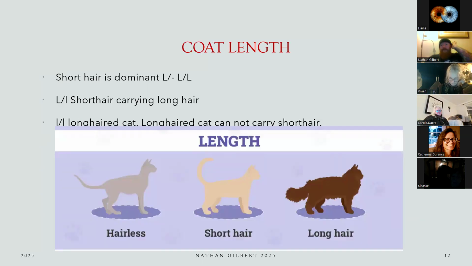Coat length, very straightforward. Short hair is dominant. And a variant will be big L, little l, and a short-haired cat not carrying long hair will be big L, big L. And your long-haired cat is just little l, little l. It cannot carry short hair. It is the bottom rung of the ladder. Short hair is the top rung of the ladder. Long hair is the bottom rung of the ladder.